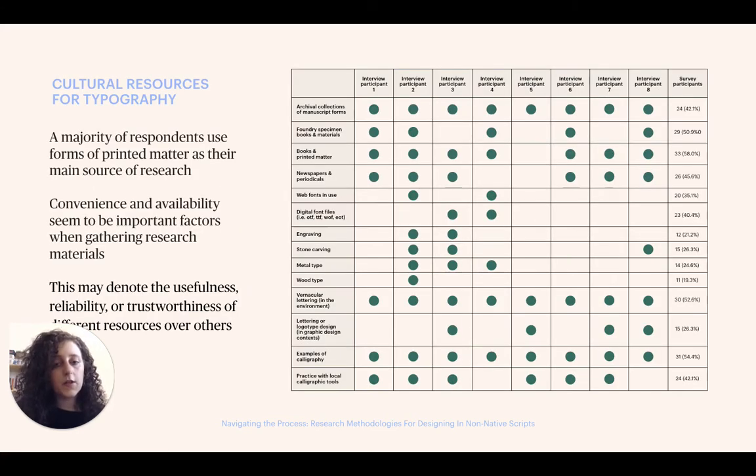Next, this chart illustrates the type of resources participants used during their research in both the interview and survey results. The majority of respondents used forms of printed matter as their main source of research material. And you can see the least used forms of research materials are things like stone carvings, metal type or wood type. This can suggest that convenience and availability are important factors when gathering materials, but may also denote the reliability or trustworthiness of different sources over others.